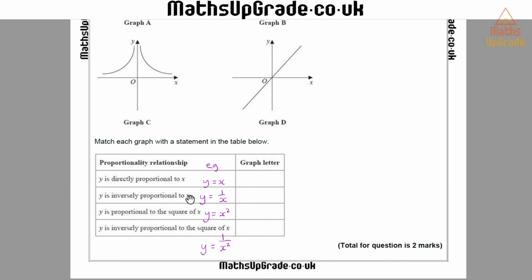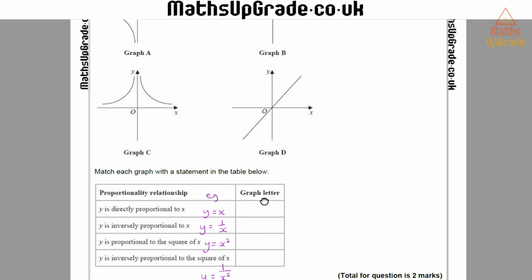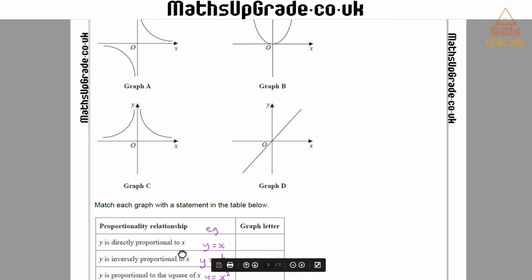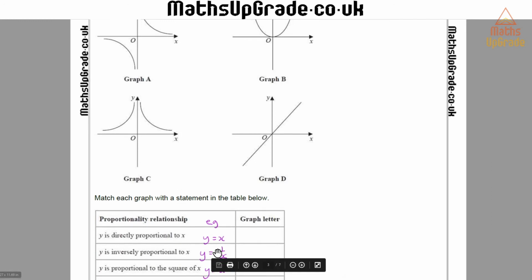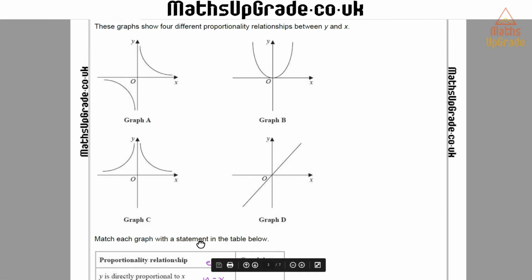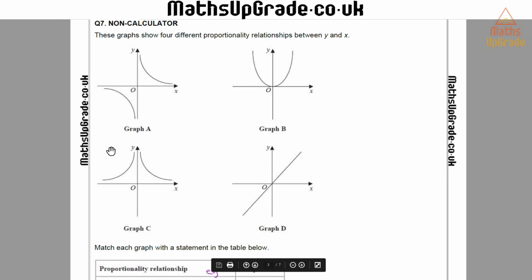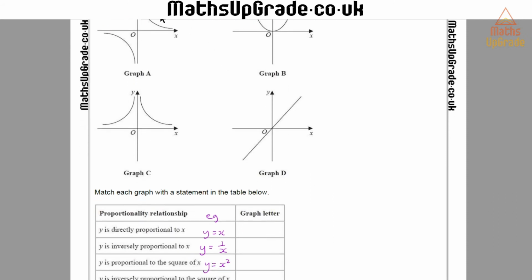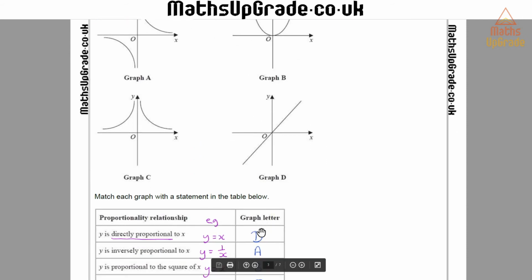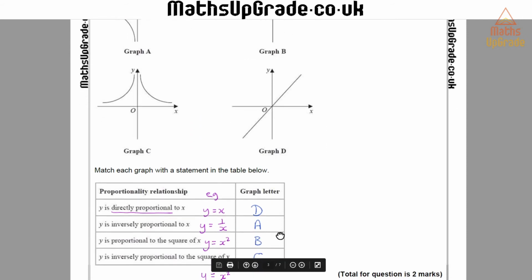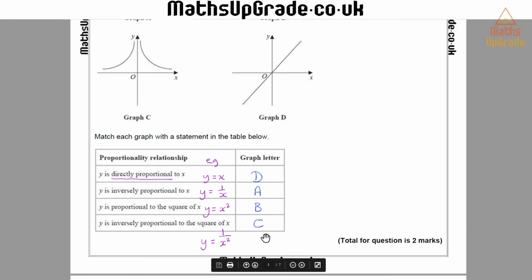The next one is the second one here, y equals 1 over x. It's inversely proportional to, so it could be y equals 2 over x, y equals 5 over x. Okay, so this is essentially a reciprocal graph. Again, I've got a video on reciprocal graphs on this channel, but a reciprocal graph would look like this, or the mirror image of this. So that's graph A. So far we've got the first one as D, the second one as A, the third one as B. That just leaves the last one as C.